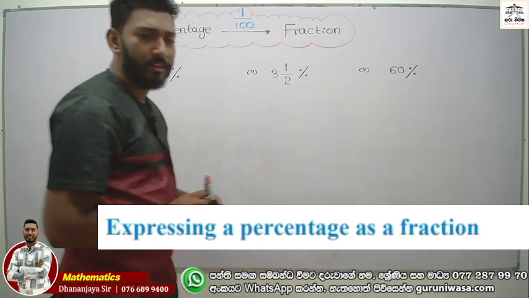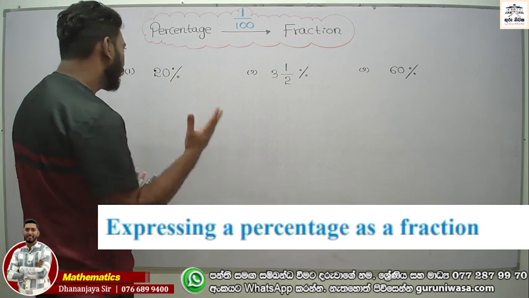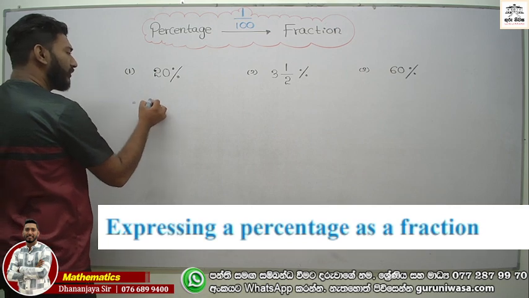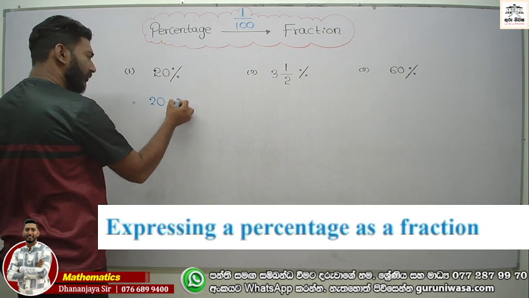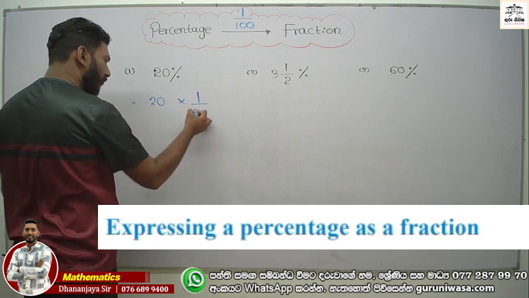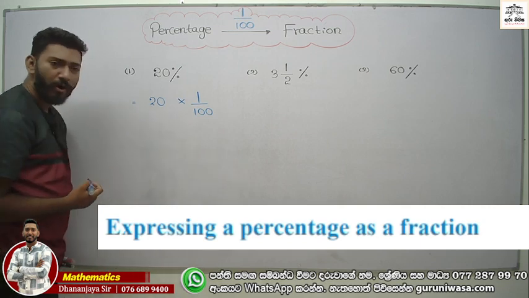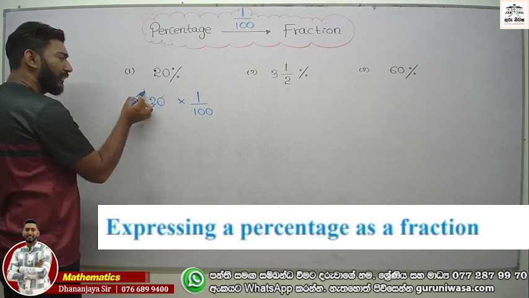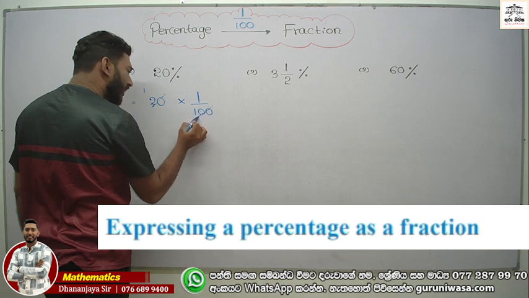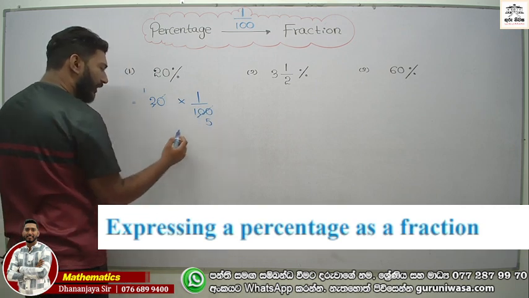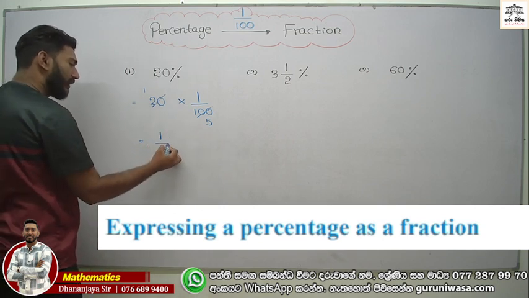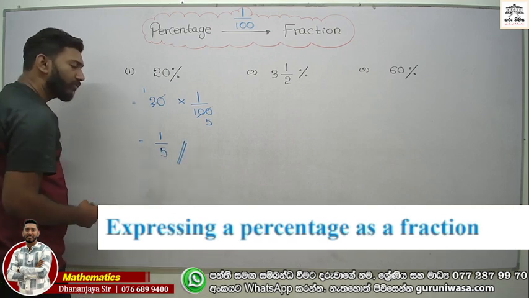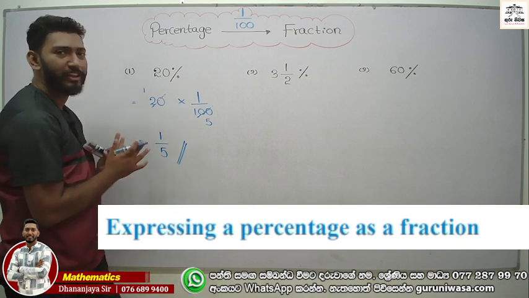Now listen, these are the percentage values. Now this is example number 1, 20%. How to change as a fraction now? You know 20, you need to multiply by the 1 over 100. Now you know the method. 20 times 1 and 20 times 5. Now answer becomes 1 into 1 is a 1 and there is a 5, 1 over 5. This is example number 1.